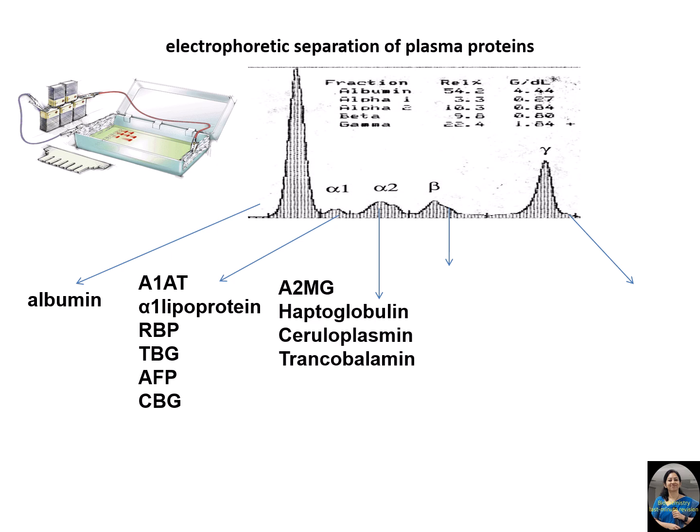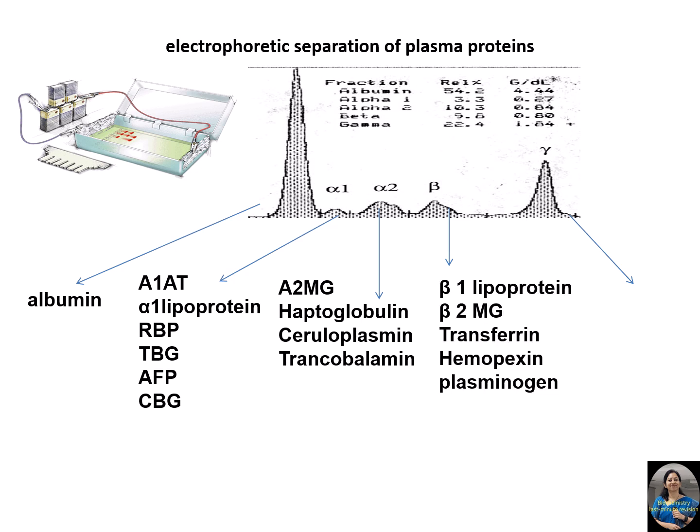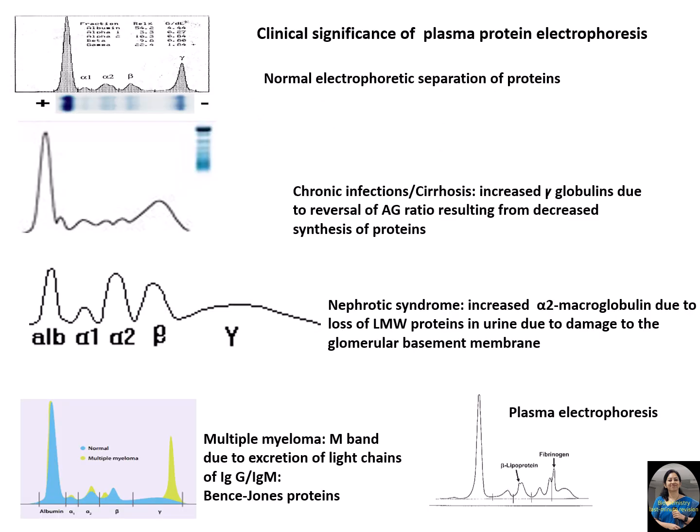So the alpha 2 band is represented by alpha 2 macroglobulin, haptoglobin, ceruloplasmin, transcobalamin. The beta band is represented by beta 1 lipoprotein, beta 2 microglobulin, transferrin, hemopexin, plasminogen. The gamma band, which is the slowest moving band because of its heavy molecular weight, is represented by immunoglobulin and C-reactive protein. Coming to clinical significance of plasma protein.